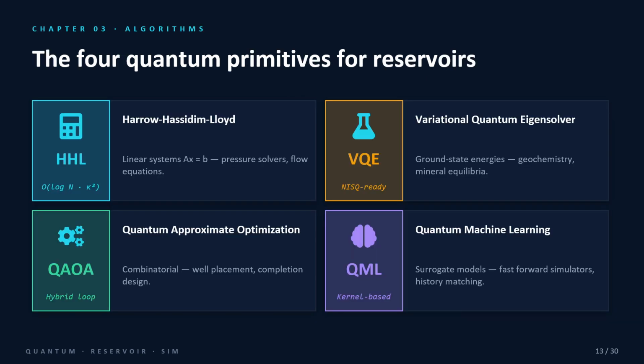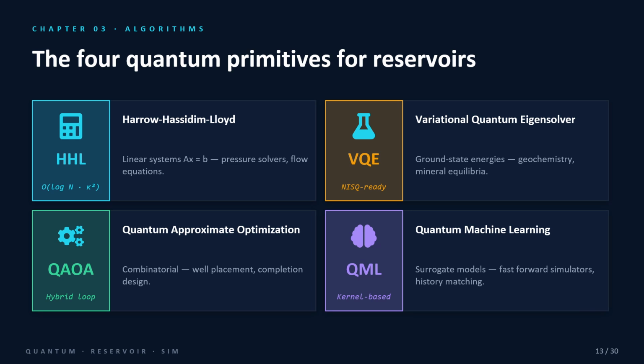There are 4 quantum algorithm families that are especially relevant to reservoir simulation. The first is HHL, the Harrow-Hassidim-Lloyd algorithm. It is designed for solving linear systems, which are central to pressure solvers and flow equations. The second is VQE, or variational quantum eigensolver. VQE is important for quantum chemistry and may help study mineral reactions, CO2 brine-rock interactions, and hydrogen geochemistry. The third is QAOA, or quantum approximate optimization algorithm. QAOA may help with difficult optimization problems such as well placement, completion design, injection scheduling, and storage operation planning.